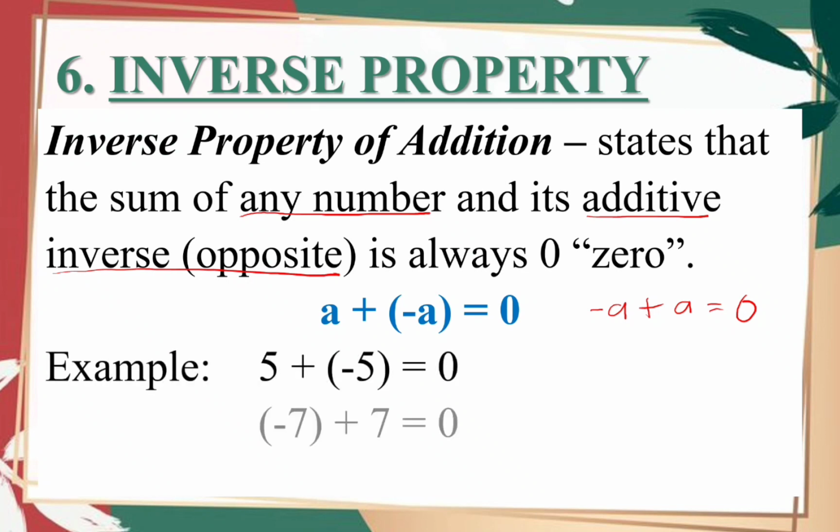Example. So, we have 5. Kapag inadd natin sa opposite niya, which is negative 5, the answer is 0. Negative 7 added to its opposite, or kabaliktaran, positive 7, the answer is 0. That is inverse property of addition. Another example, if negative 10 is added to, what is its opposite? The opposite of negative 10 is positive 10. So, negative 10 plus positive 10, the answer is 0.